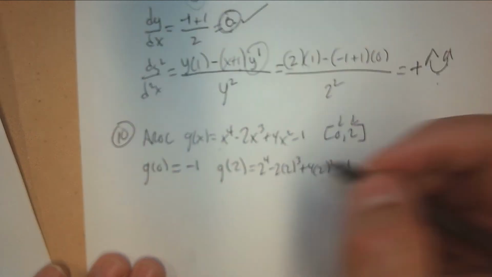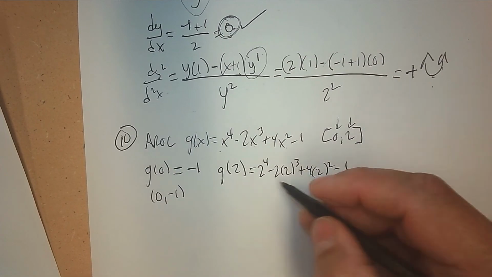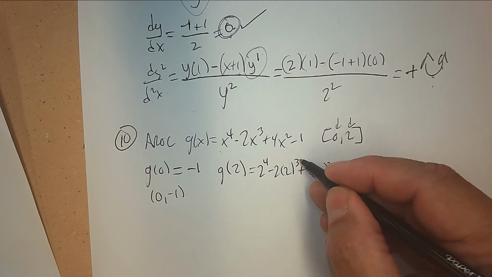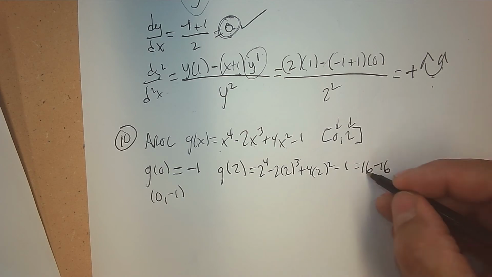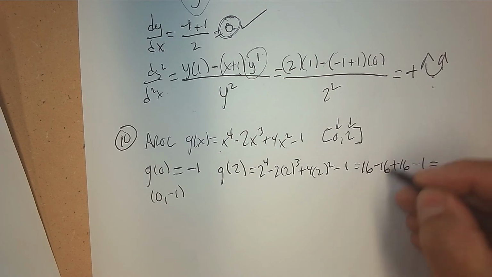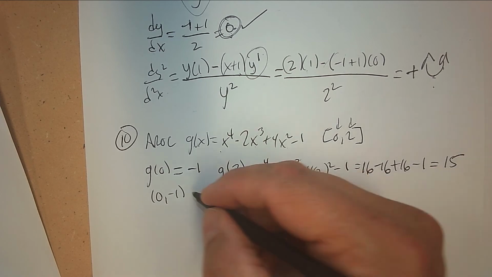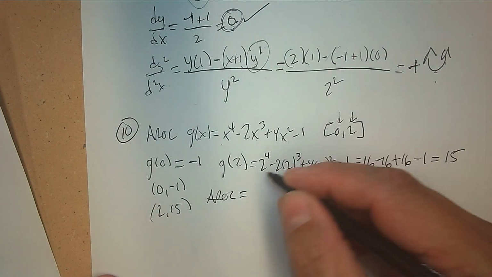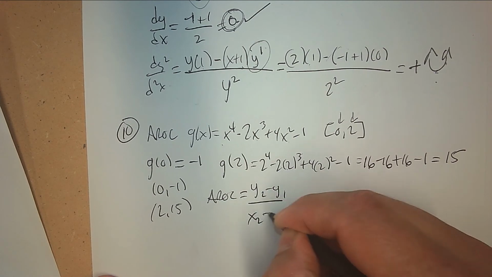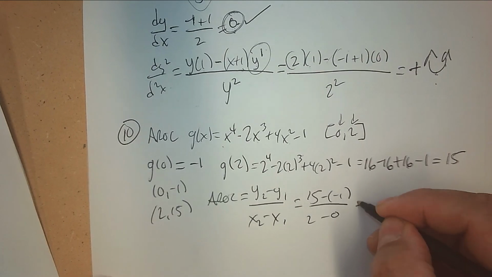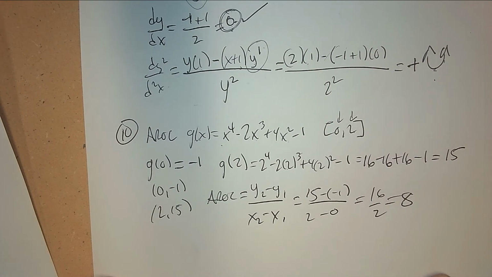So I know that 0, negative 1, that's great. Plug in 2. 2 to the 4 is 16. 2 cubed, 8 times 2 is also 16. That's nice. 16 take away 16. 4 times 4, that's 16 minus 1. So 16, you're left with 15 at the end. So here are your 2 points. Can you find the AROC with those 2 points? So that would be y2 minus y1 over x2 minus x1. So that's 15, subtract negative 1, over 2 subtract 0. So that's 16 over 2, which is 8. That's the AROC. All right, number 11.